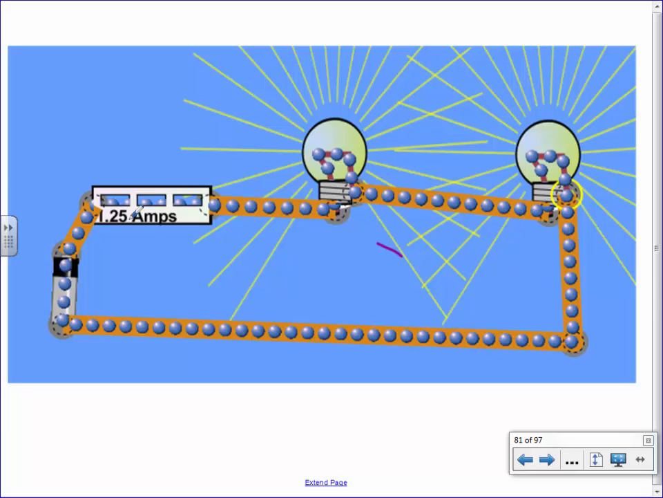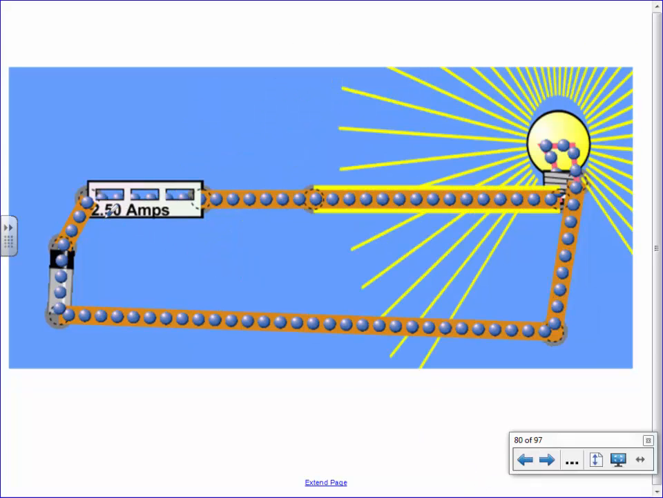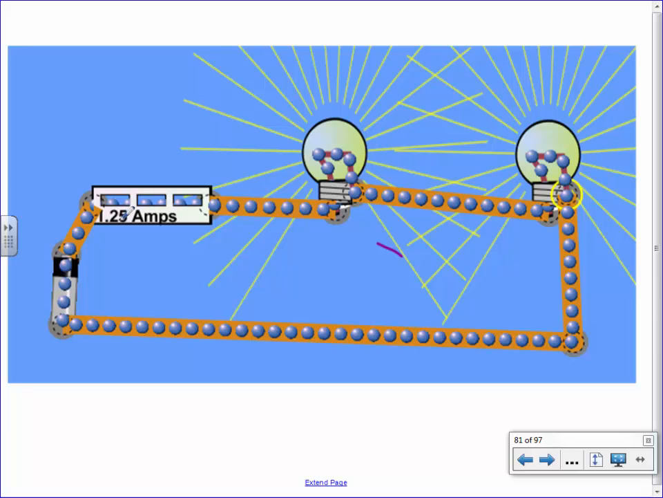You might notice I put an ammeter in here. It used to be 2.5 amps. But as soon as I put in 2 light bulbs, now it's 1.25 amps. It's half as much. The reason is that each one of these guys right here slows down the electrons. This would be known as a series circuit. If this light bulb right here were to break, the whole thing shuts down. Does that make sense?